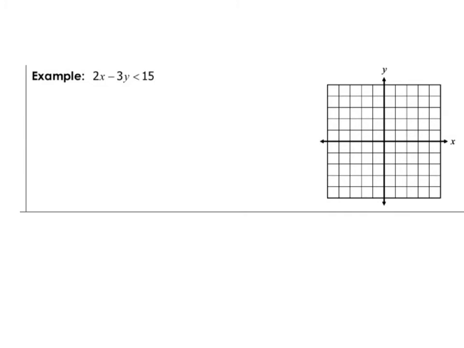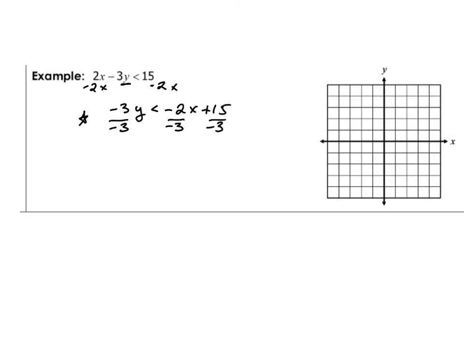Our first step from what we went over was put it in slope-intercept form. So that means solve for y. Okay, so we're going to move the 2x to the other side. We get negative 3y is less than negative 2x plus 15. And then we need to divide everything by the number in front of y.